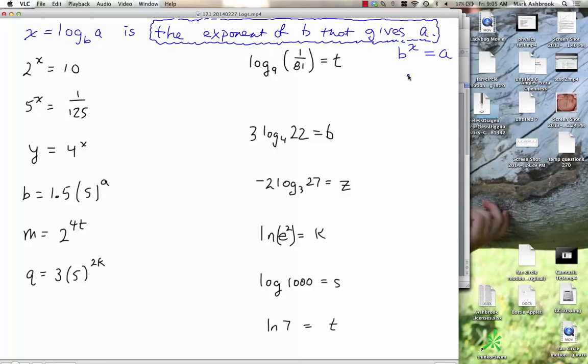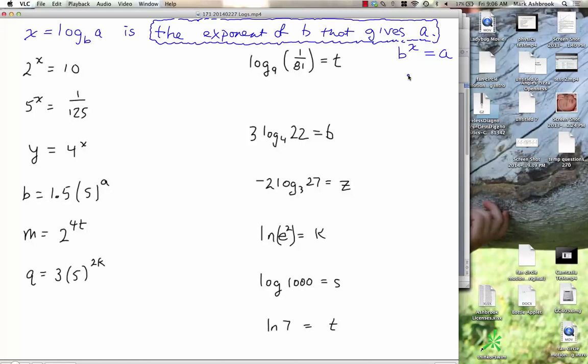Now I want you to rewrite all of these statements, I've given you a bunch, in a different mathematical way based on this meaning of log. Think about this meaning of log for each one. You go to the first one and say, oh, X is the exponent of 2 that gives 10.